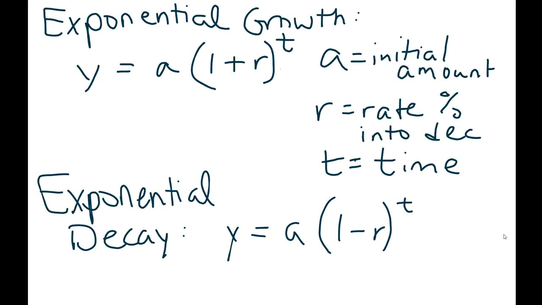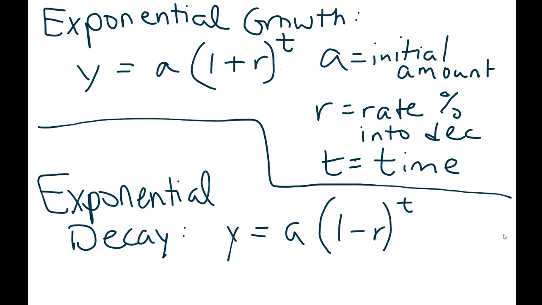Okay, so exponential decay is very similar, but you can see that it is y equals a times (1 minus r) to the t. So the only difference is exponential growth, you're adding the rate, and exponential decay, you are subtracting the rate. And down here, the a still stands for initial amount, r still stands for the rate, and t still stands for time. And t should be in years.